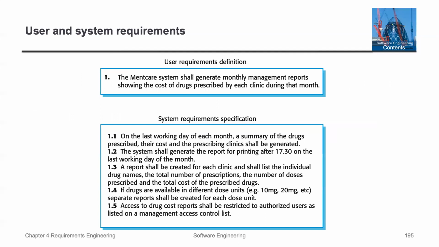So we're going back to one of our case studies that we periodically come back to, the MentCare system. Here we see a user requirement: the MentCare system shall generate monthly management reports, trying to give us perspective of how things are being spent. So that would be that category. And then you have the system requirements: on the last working day of each month, a summary of the drugs prescribed will be generated, and so different types of reports, et cetera.